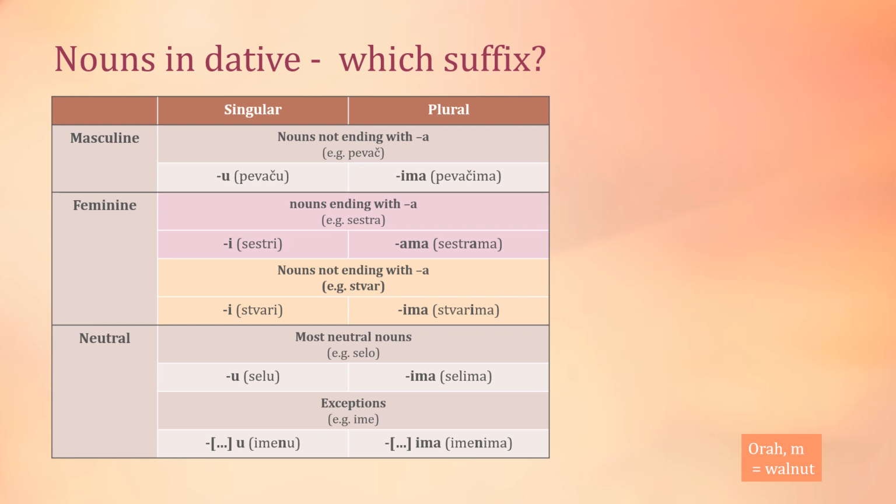Neutral nouns mostly get the addition of u in singular and ima in plural, like selo, that's village, selu, singular, and selima, plural. There are some exceptions here, like there's the example of ime, name. Singular dative would be imenu, so you still add u, but something else happens. You get the addition of n, imenu. And in plural, this will be imenima. So you add ima, but also a phantom n in the middle.